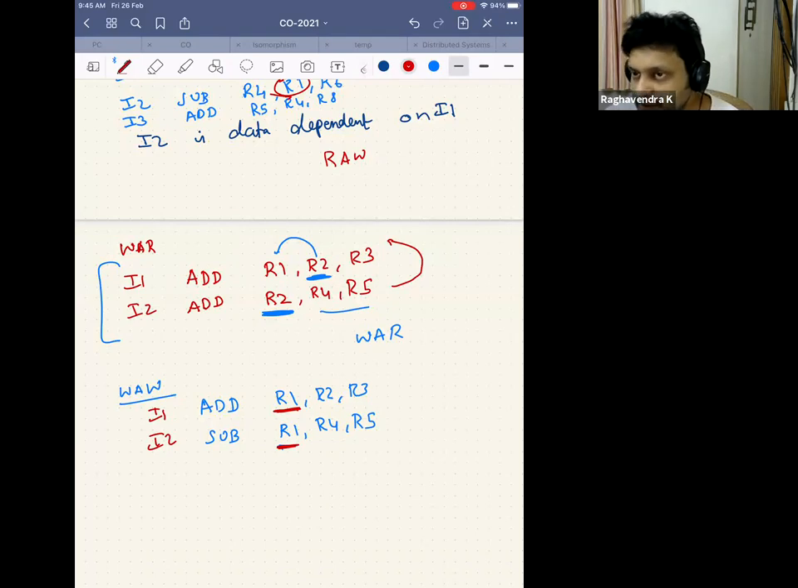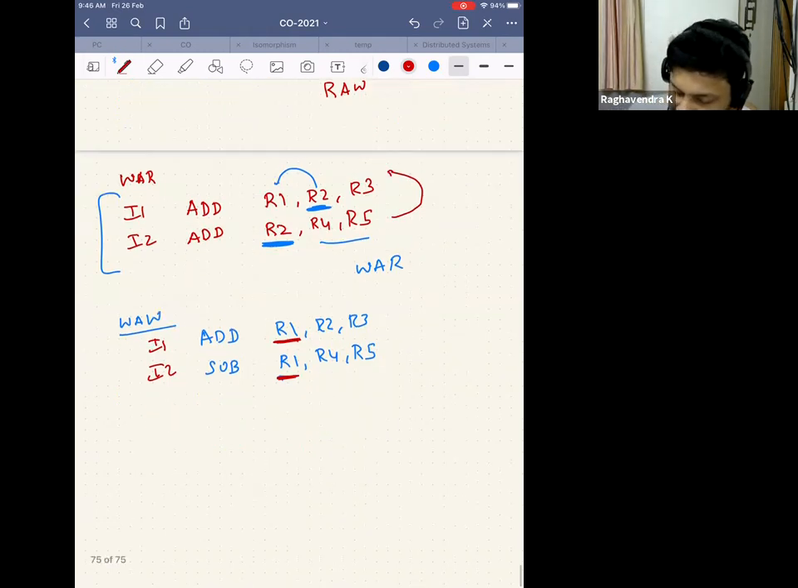But there are pipelines where write after write hazards come up. Such pipelines are rare. But the hazard is possible. Generally, the compiler is intelligent enough to remove such hazards, because you can clearly see here.